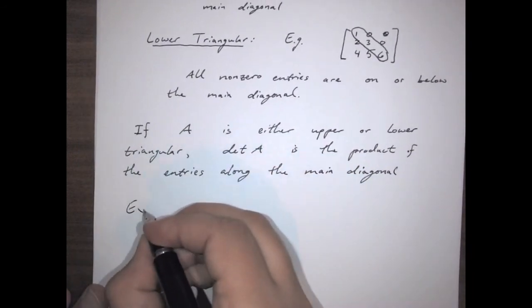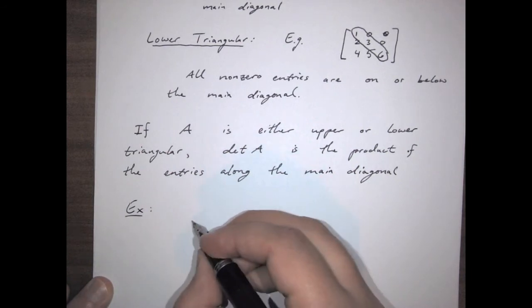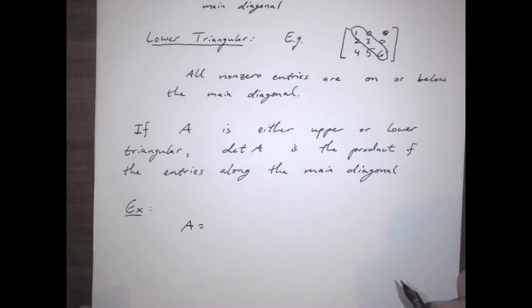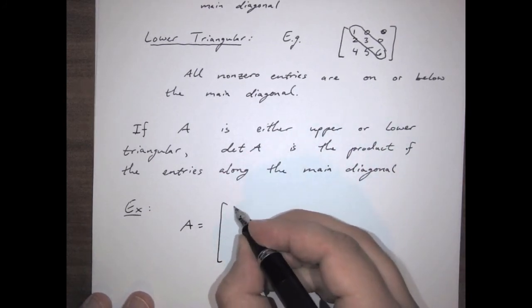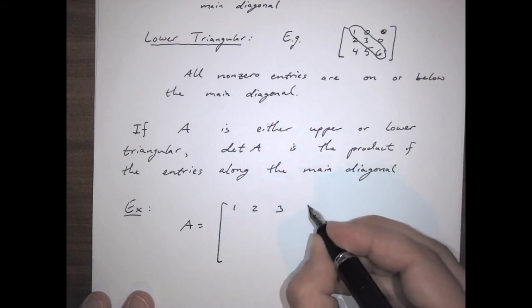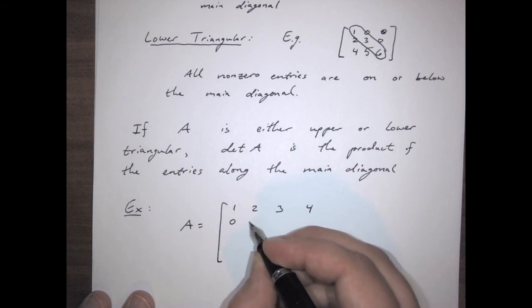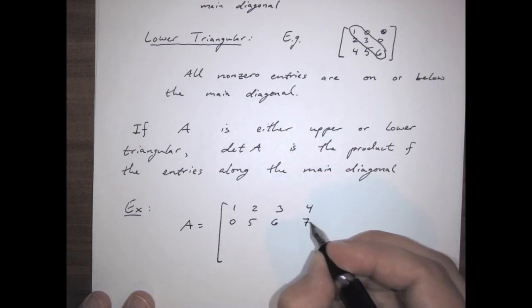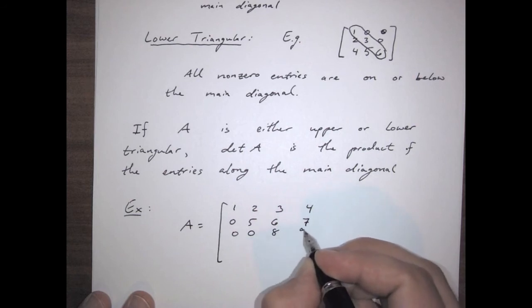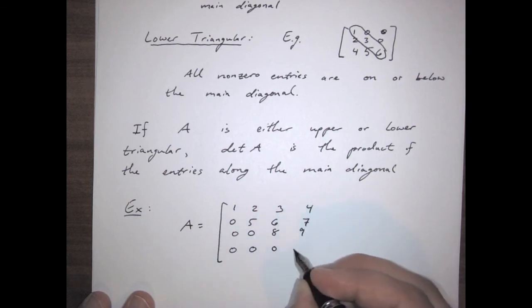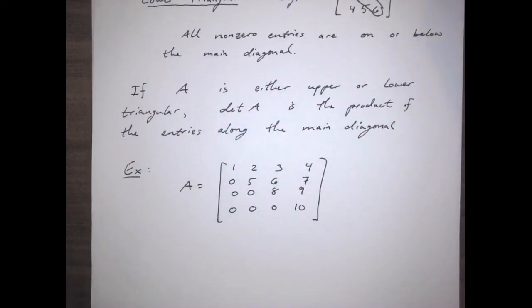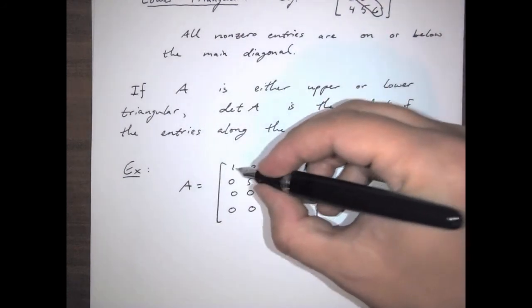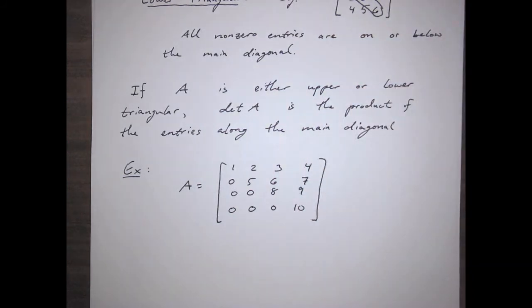So, for example, let's say that for A, I wanted the determinant of what would appear to be a rather complicated matrix. Let's say I had 1, 2, 3, 4, 0, 5, 6, 7, 0, 0, 8, 9, 0, 0, 0, 10. Well, technically, I don't need to use this fact, but it is a fact that I can just multiply the entries along the main diagonal, and that'll give me the determinant.